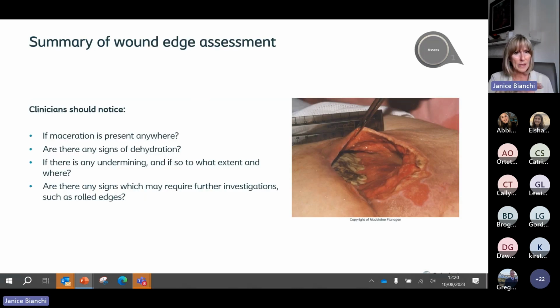So just to summarise, when we're thinking about wound edges, we need to think, is there maceration present anywhere? Or is there dehydration? And what we're going to do about that. Is there any undermining? And if so, to what extent and where is the undermining? Or are there any signs that the edges are rolled and that the person needs further investigation? So all of these considerations when we're thinking about the wound edge.